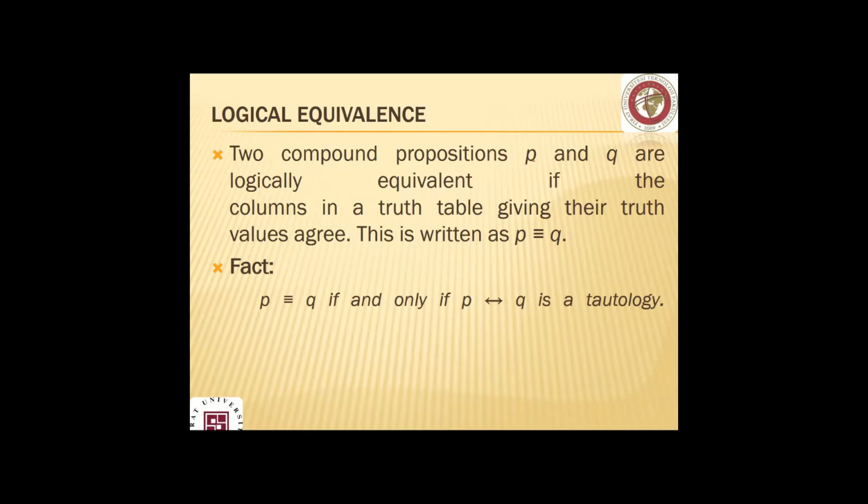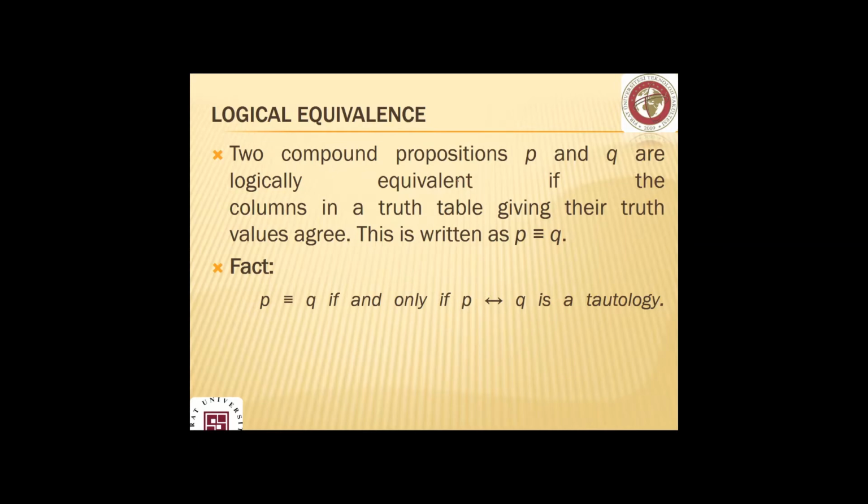Why? Because P may be generated from a compound statement, and Q can also be generated from another compound statement. They don't match in the realization. That means their implementations are not equal. I said they may be. Maybe they are equal, maybe they are not, but generally not. That's why we say equivalent. They produce the same truth table, the same outcome in their truth table.